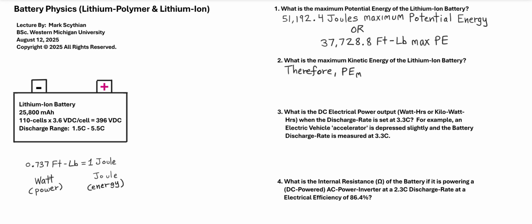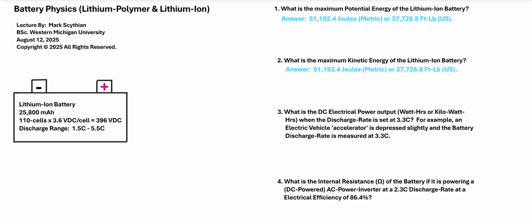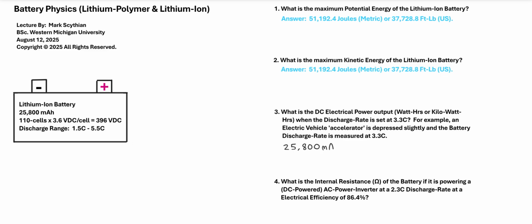So therefore, the maximum potential energy is equal to the maximum kinetic energy. So the answers for question 1 and 2 are one and the same. Now we continue on and solve question 3, which is what is the DC electrical power output in watt hours or kilowatt hours when the discharge rate is set to 3.3 C. For example, an electric vehicle's accelerator is depressed slightly and the battery discharge rate is measured at 3.3 C.